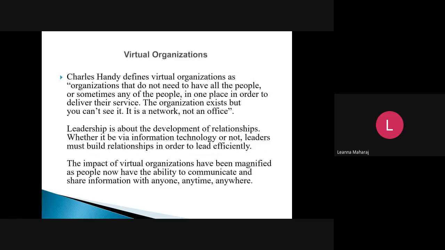Leaders who are leading through information technology have roles of enhancing cohesion, nurturing trust, promoting the sharing of information, which is really important, moderating team conflict, and facilitating team coordination and integration.